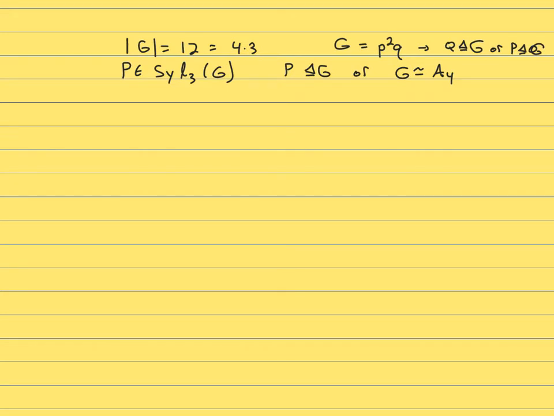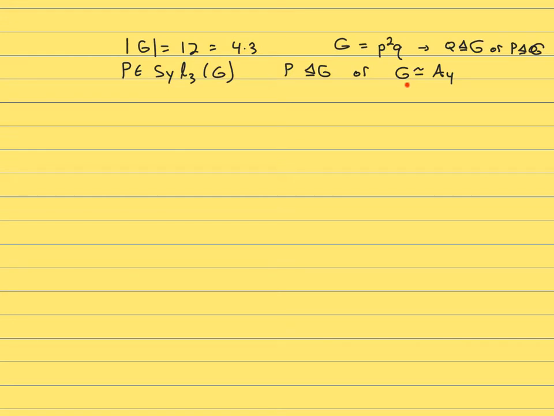Now, it's important to note the book focuses on the case of 12 here instead of P squared Q for a reason. The classification of groups of order P squared Q is actually slightly non-trivial. I'll indicate what it is, at least a little bit, in a moment, but I'll focus on 12. So we'll follow the book, and in the book they focus on this approach instead of this one. So I'll do this two ways.